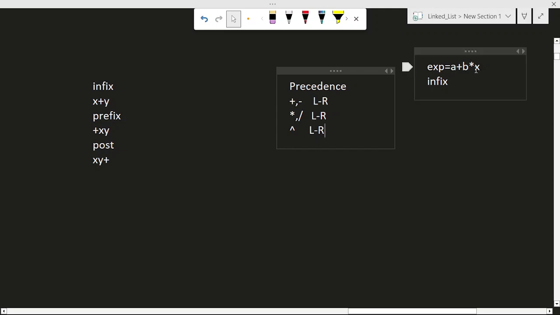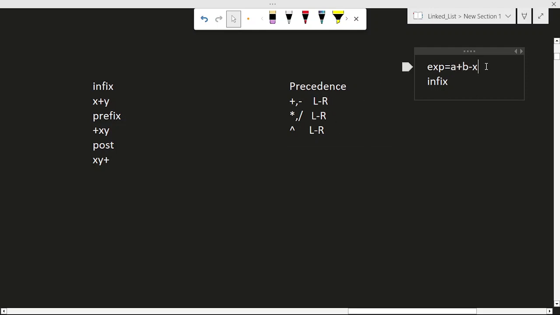Imagine I have an expression like a plus b minus x. Which one are you going to solve, plus or minus? Since both have the same precedence, which are you going to solve? You are going to solve the first one. So left will be solved first. After that, you will go to the right. This is how associativity becomes important.